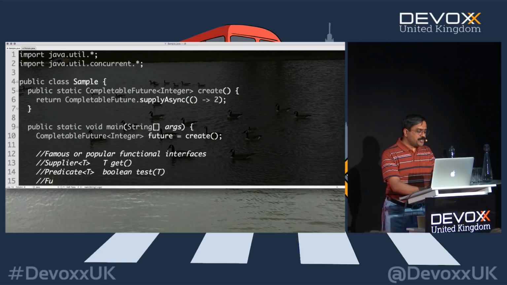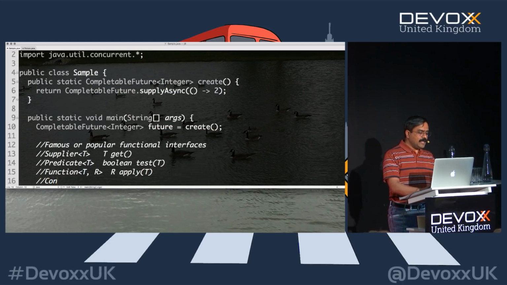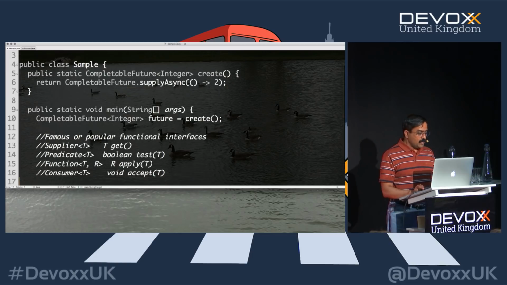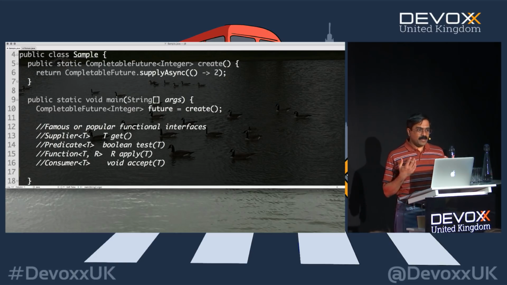And then you have a Function. And what does a Function do? A Function simply is going to be T comma R, let's say. In this case, it has an apply method that takes a T and returns an R. And finally, you have a Consumer, which is going to be a void accept, which takes a type T. These are what I would call the most popular or famous functional interfaces in Java 8. Let's talk about each of these.